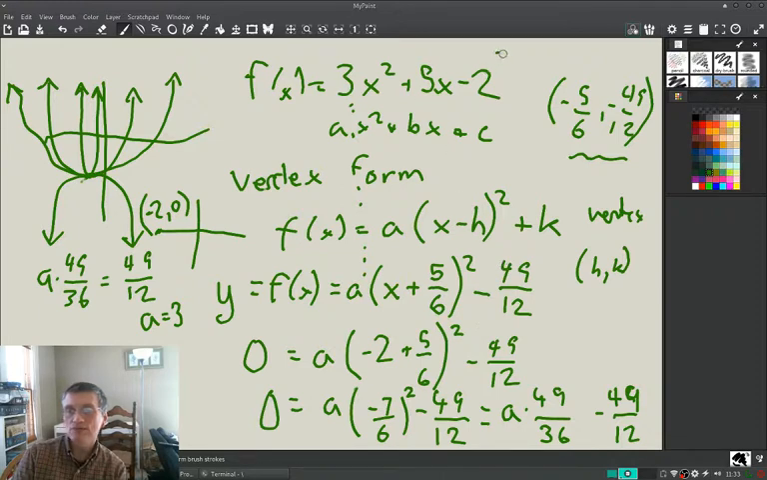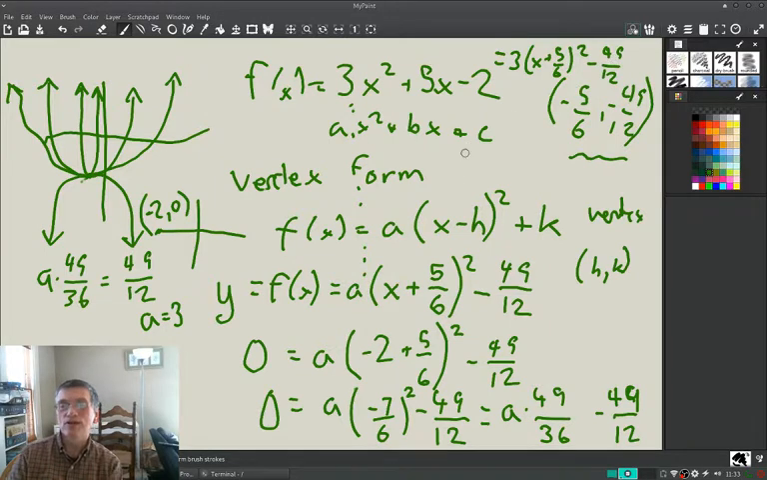This equation, written differently and much smaller, is 3 times x plus 5 over 6, squared, minus 49 over 12. You can look at it and say, aha, this vertex is at minus 5 over 6, comma, minus 49 over 12. And you can quickly plot that point. Use another point, maybe where it crosses the y-axis, minus 2, and you can graph your whole parabola.